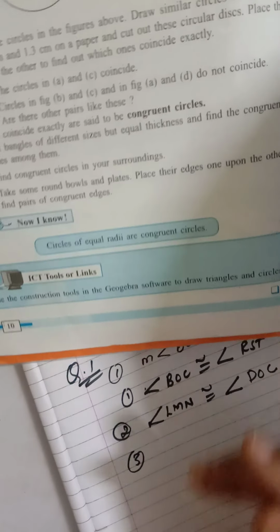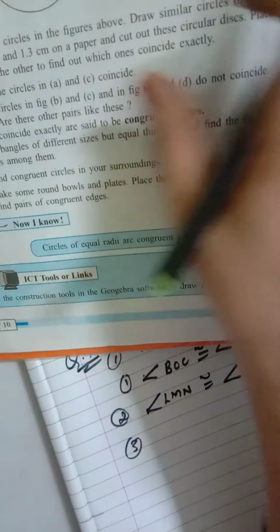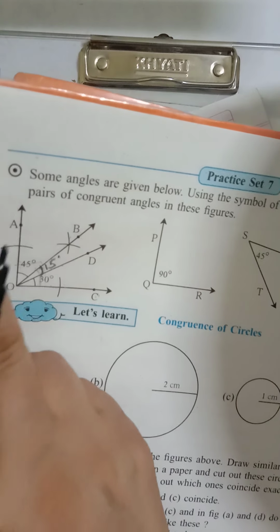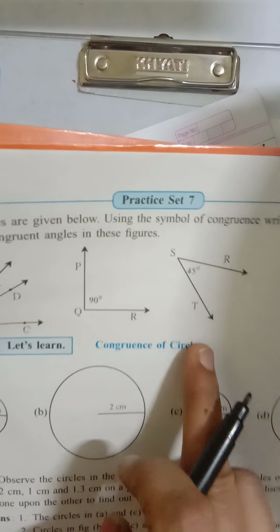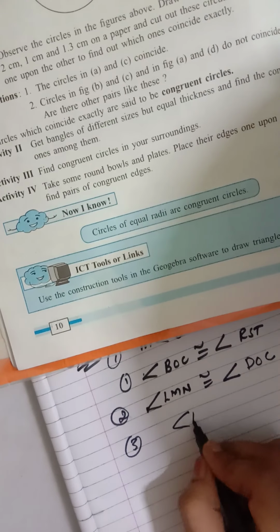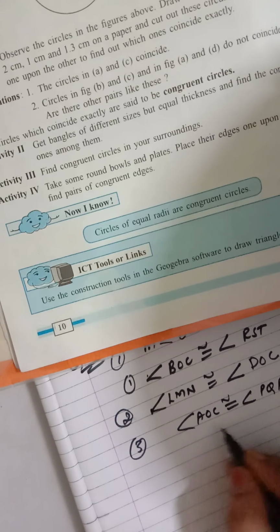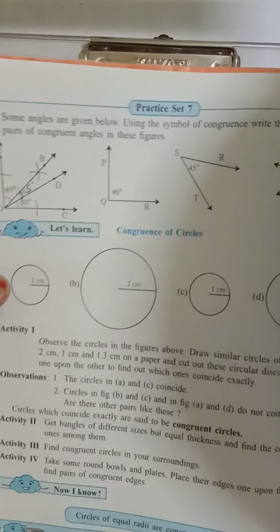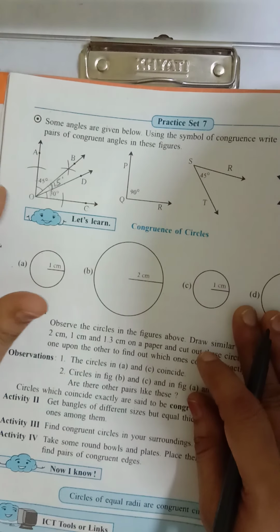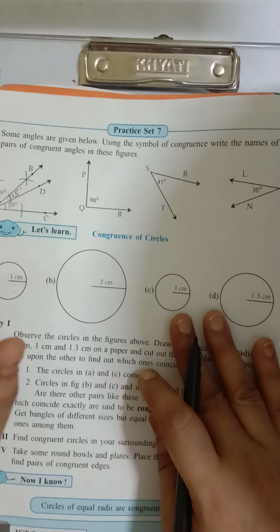Same way third pair you can write here. Okay, 90 degree. And 90 degree will be your angle AOC and this is PQR. So angle AOC is congruent to angle PQR. Now some more congruent pairs children you will write for homework. Only this much is there for congruence of angles. Okay, so it is a very simple topic.